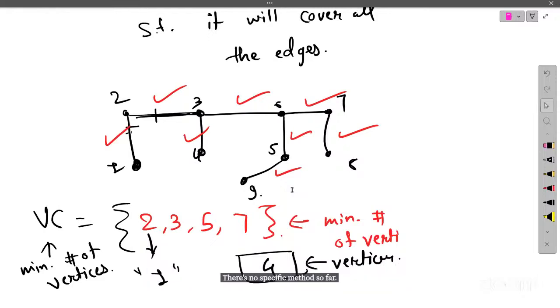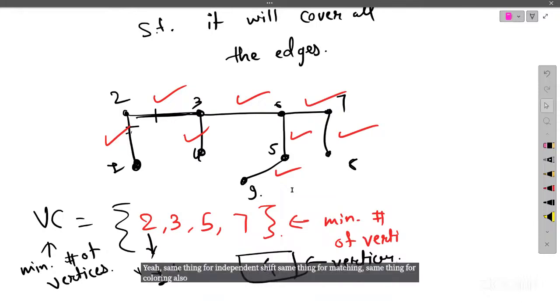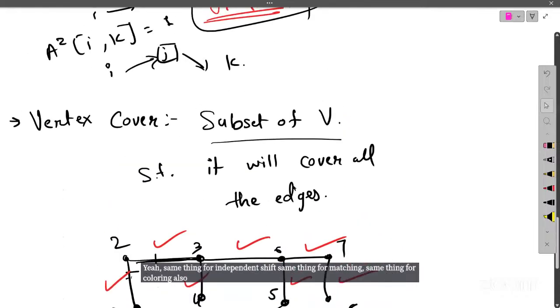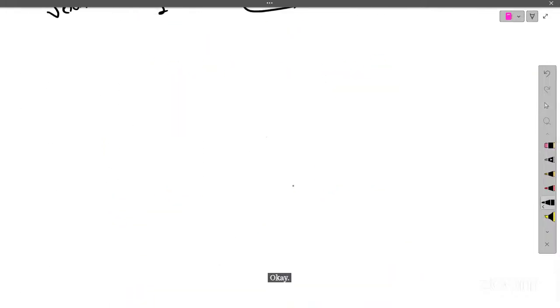And independent set also same. Yeah, same thing for independent set, same thing for matching, same thing for coloring also. Okay. Okay. Now let's go to independent set.